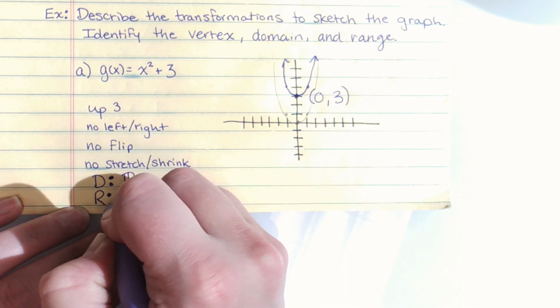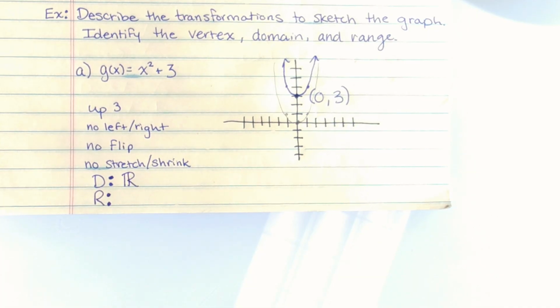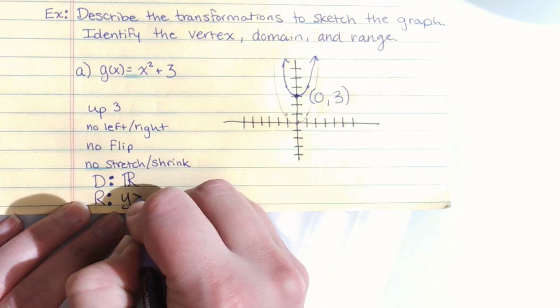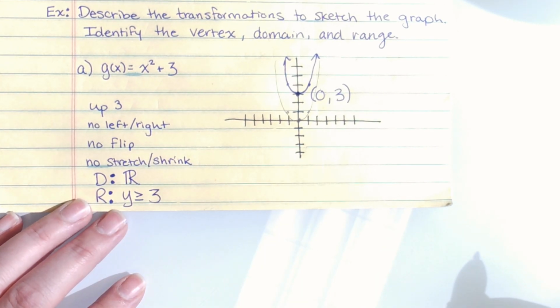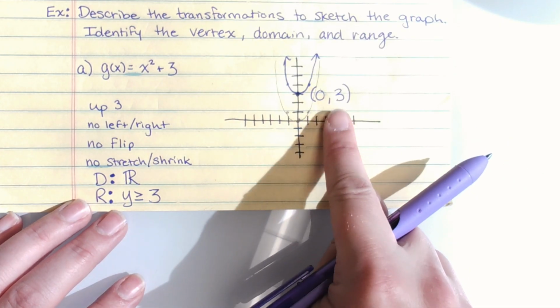Range. Not quite as easy. But it shouldn't be particularly hard. You just have to look. Is my graph opening upwards or opening downwards? Opening upwards. The graph is going up. As you go up, do numbers get bigger or smaller? Bigger. Which means y's are getting greater than or equal to, and I was told 3. Where'd the 3 come from? Y value of the vertex.